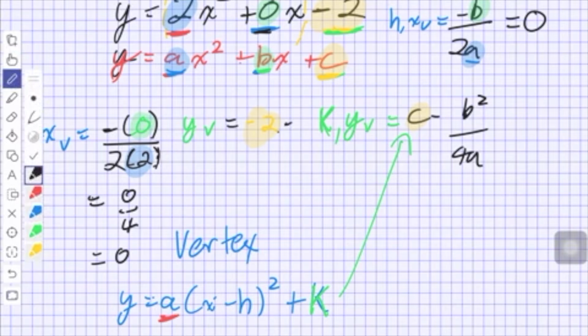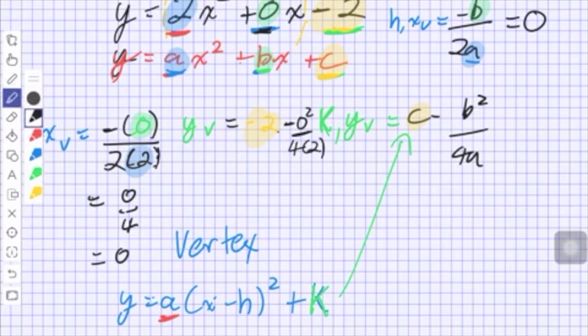c minus b squared, we talked about before, b is 0, so 0 squared, divided by 4 times whatever a was, and a is the number 2. Do those numbers make sense? I'll quickly highlight them. I squeezed them in a little. That was our b value. Remember, we had it highlighted. b is in green, and a is in blue. There's our a value, okay? So we equate them.